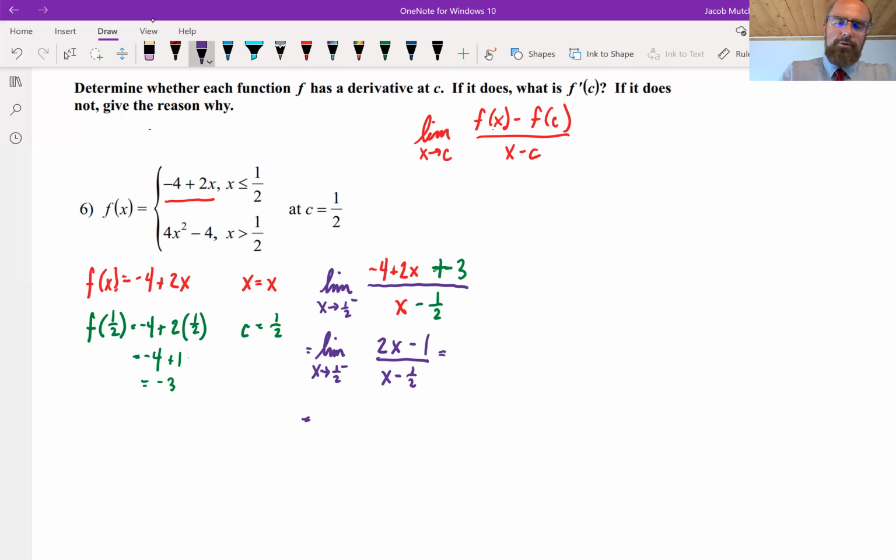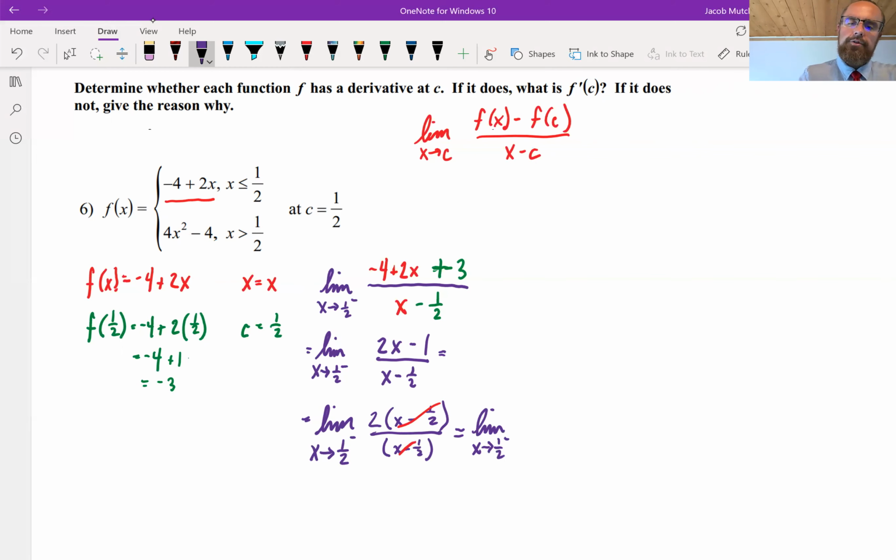So that equals the limit as x approaches half from the left. And I see that I have a 2 that I could factor out of both terms. When I do that, I end up with 2x divided by 2 is just x, and then 1 divided by 2 is 1/2. And that reveals a nice cancellation of the binomial x minus half. And that is now ready to evaluate by direct substitution. The limit as x approaches 1/2 from the left of just 2 is 2.